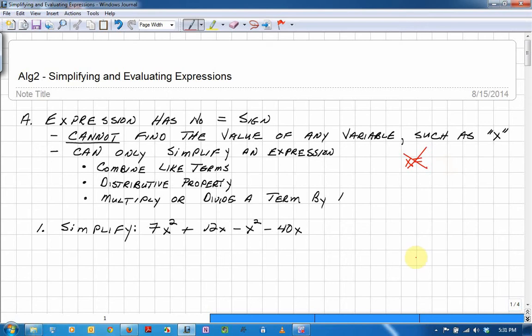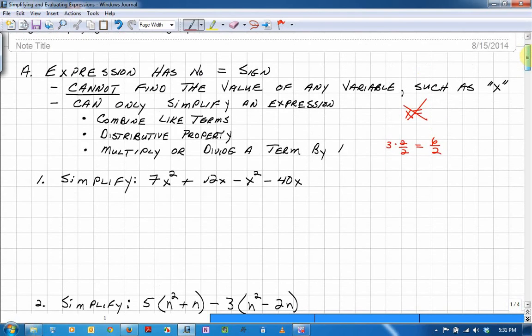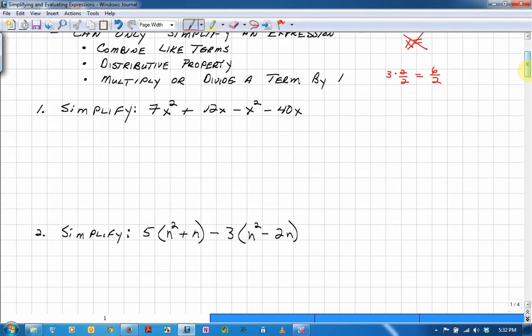And there are things we will do to simplify. We'll be combining like terms. We could use the distributive property to help us, or we could multiply any particular term by 1. Let's say I had the number 3, I could multiply 3 by 2 over 2, and that would give me 6 halves. It's the same thing, same value, but it's written differently. So I can multiply each term by 1. And of course, I may be using order of operations in there also, because we would use order of operations to simplify an expression. So let's go ahead and take a look at these.